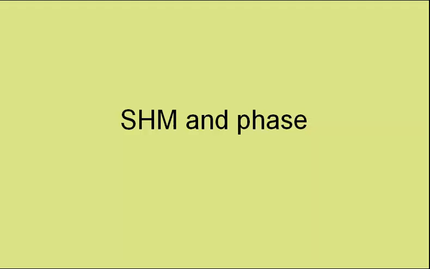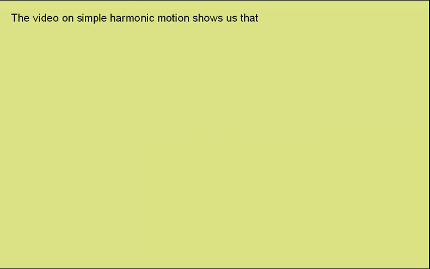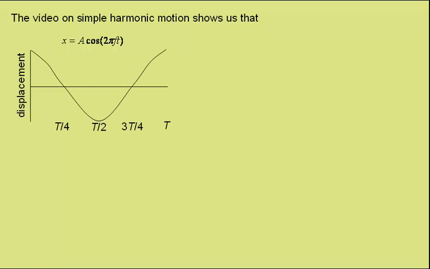Simple harmonic motion and phase. The video on simple harmonic motion shows us that the displacement x is equal to the amplitude a multiplied by the cosine of 2 pi times the frequency multiplied by the time from the start. This is when the start point is with maximum displacement, giving a graph something like this.